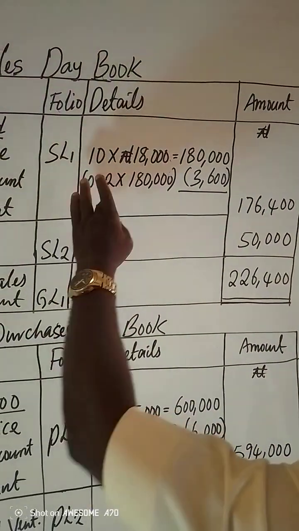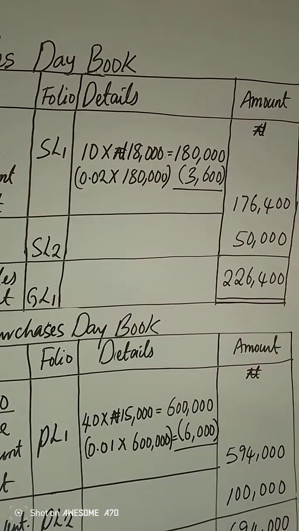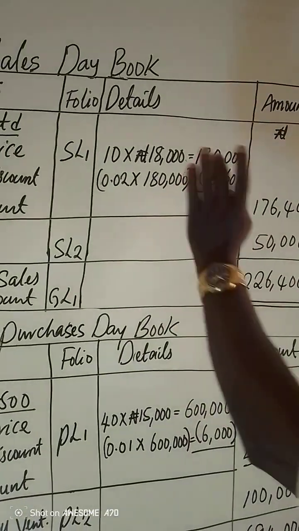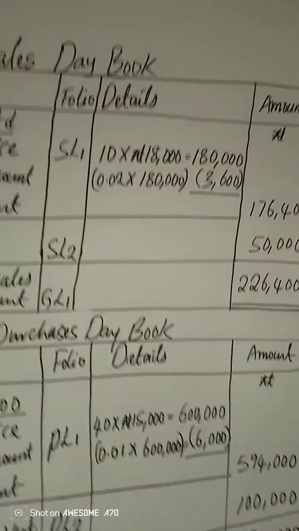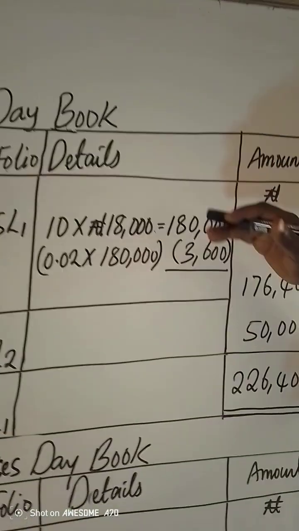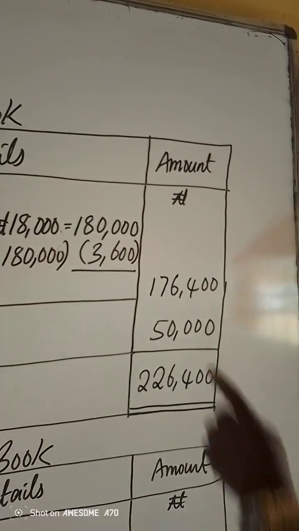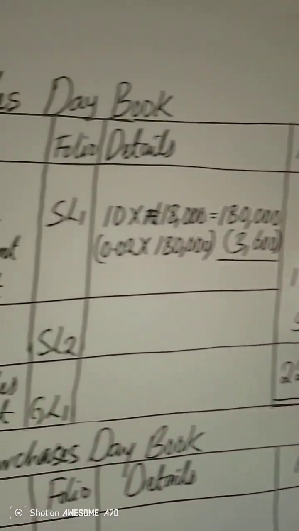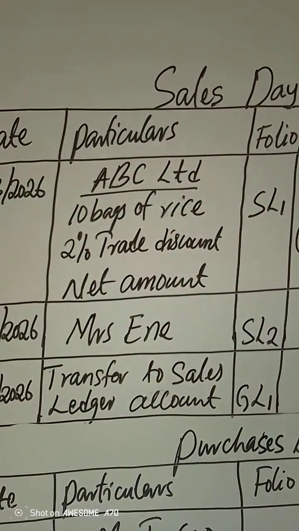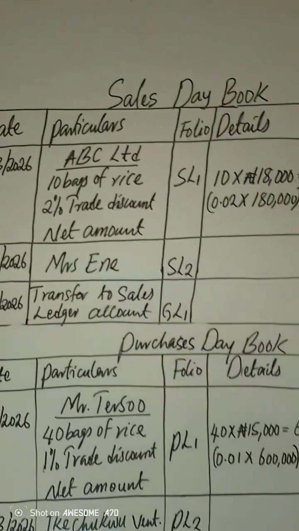Then 2% means, this is 2%. If you know mathematics, 2% is 0.02 times 180,000, which gives you a discount of 3,600. When you now deduct 3,600 from 180,000, you get what? You get 176,400, which is the net amount.